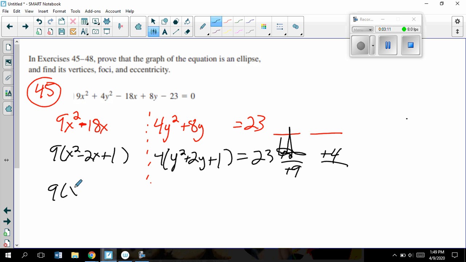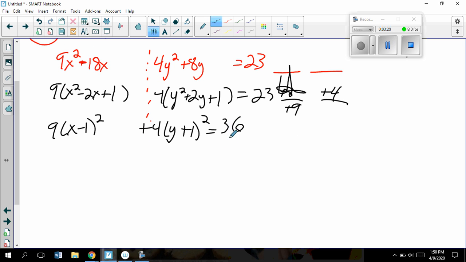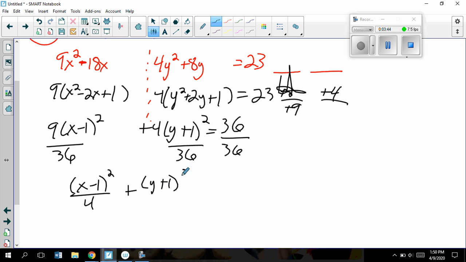So when I go to complete the square, this one is minus 1, because remember it's b over 2 that goes here. I'd have 4 times y plus 1 squared. And then I have 13, so 36 here. Okay. So putting that all in 1, remember we have to have 1 here. So I'm going to divide all 3 terms by 36. So this is x minus 1 squared all over, that would reduce to 4, and y plus 1 squared, that would be over 9, equals 1.